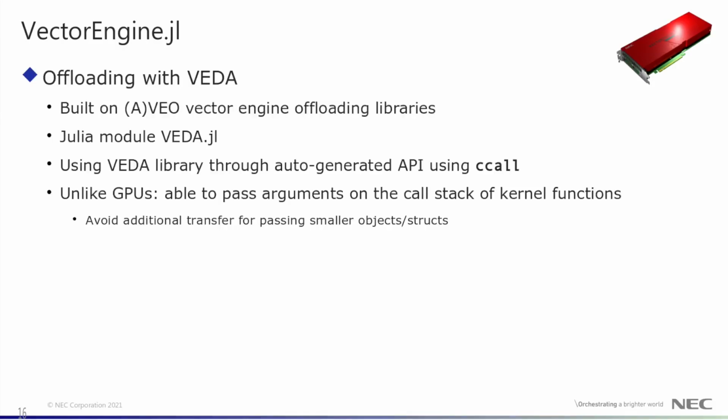Offloading is done with VEDA. VEDA is the Vector Engine Device API, very similar to the CUDA Device API. VEDA is built on top of AVEO, the Vector Engine offload library. The logic of this is hidden in the Julia module VEDA.jl, and we're using the VEDA library through auto-generated APIs using ccall. Unlike GPUs, we are able to pass arguments on the call stack of kernel functions, and this avoids additional transfers for passing smaller objects or structs to the accelerator kernel.